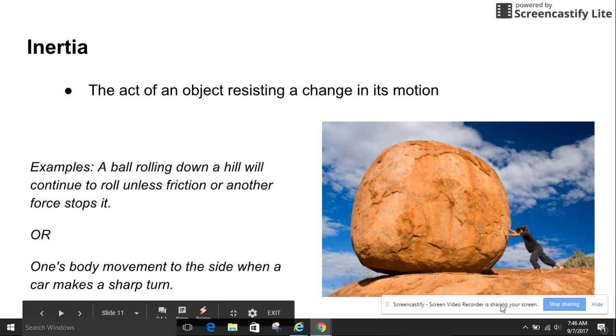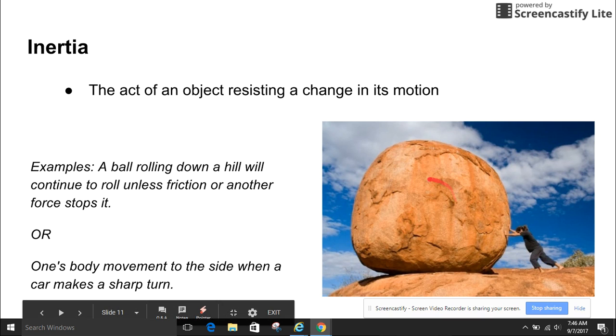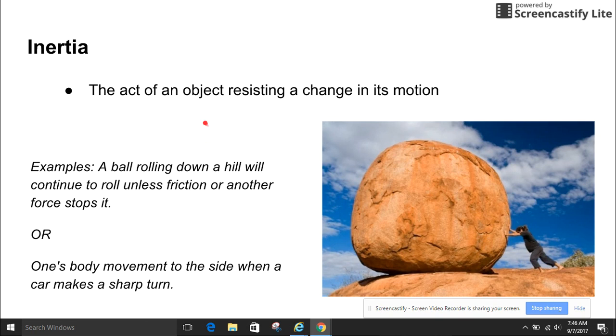Picture, got this lady trying to push a big rock. Okay, this rock is resisting its change in motion. No matter how hard she pushes, it's going to resist it. If it was a little bit smaller rock, it might resist for a little while and then eventually she'll be able to push it. But that resist is inertia.